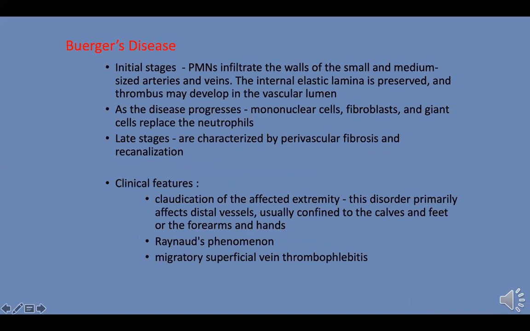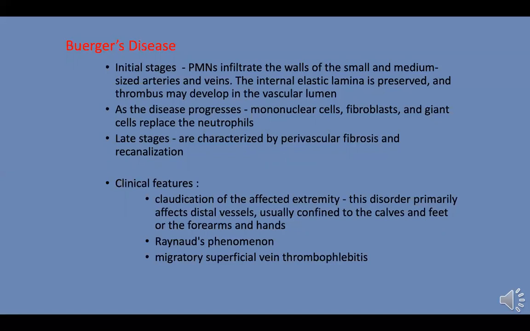In the initial stage of Buerger's disease, polymorphonuclear leukocytes infiltrate the walls of the small and medium-sized arteries and veins. The internal elastic lamina is preserved and thrombus may develop in the vascular lumen. As the disease progresses, mononuclear cells, fibroblasts, and giant cells replace the neutrophils. In the later stage, it is characterized by perivascular fibrosis and recanalization.